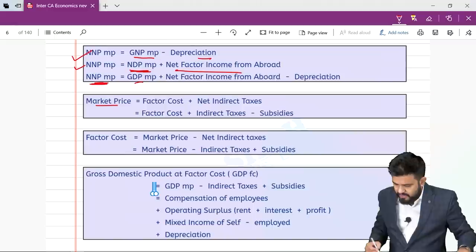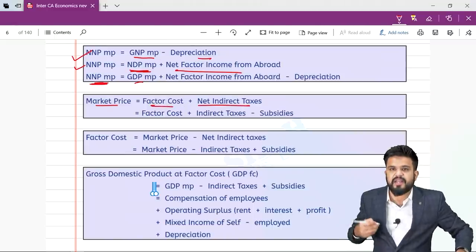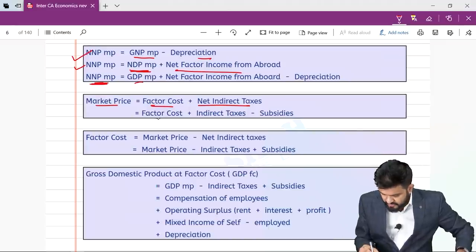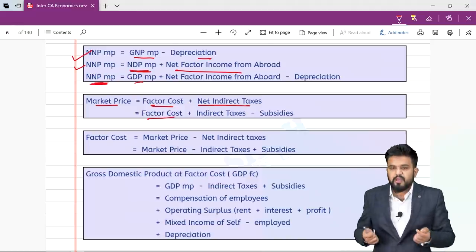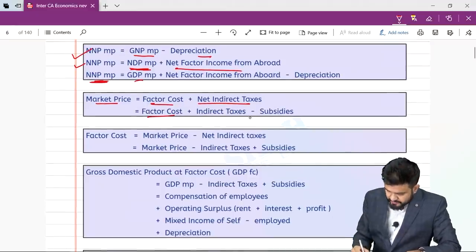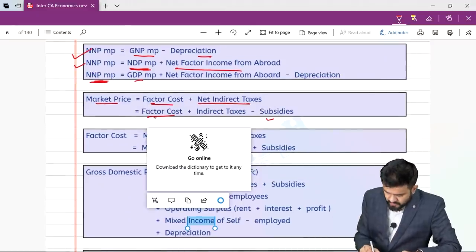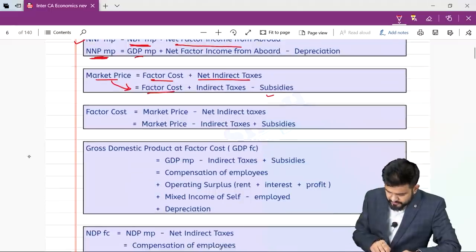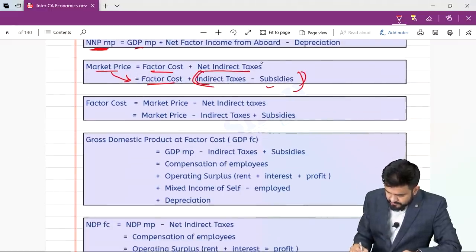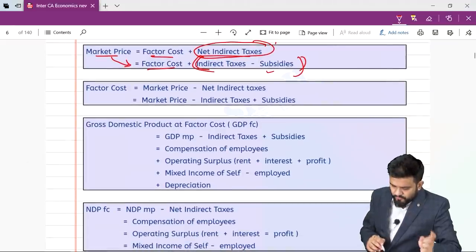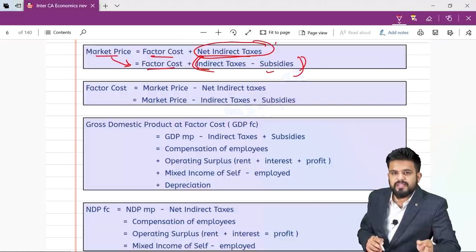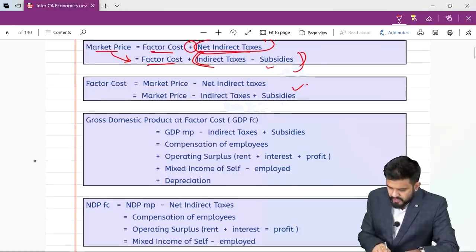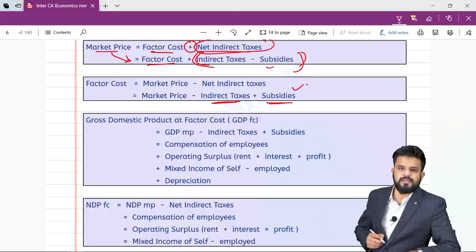Market price is nothing but factor cost plus net indirect tax. Students, net indirect tax is nothing but minus IT plus S calculation, please. And if you want factor cost, what you will do? You will add indirect tax and you will minus subsidy. So that is two formulas for calculating market price. Now factor cost from market price, what you will do? You will minus indirect tax. Here it was plus and that is nothing but minus IT plus S.